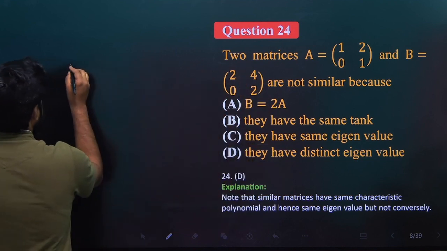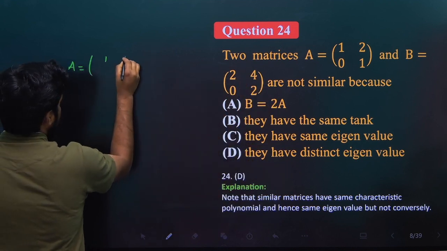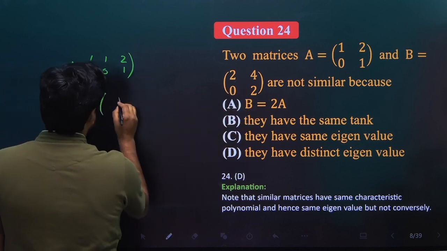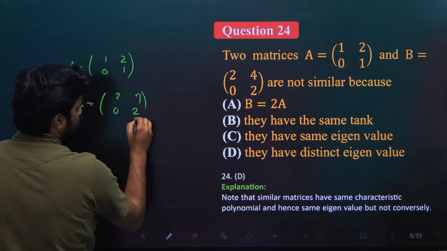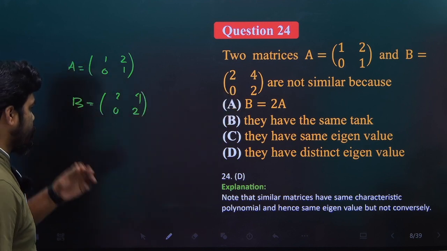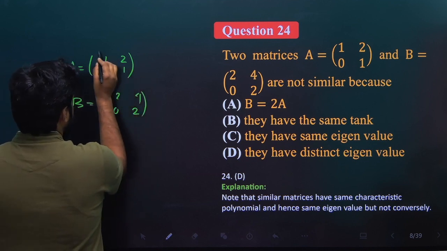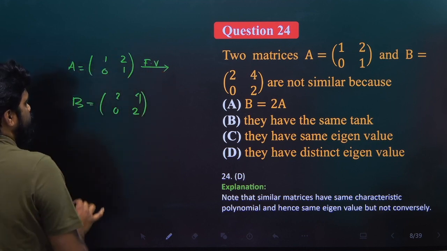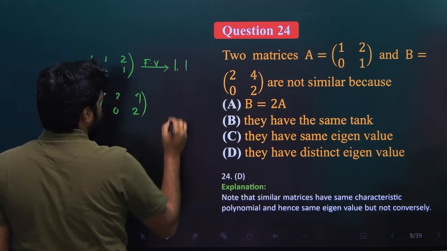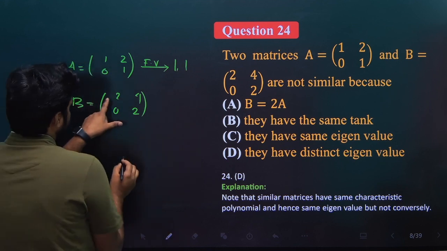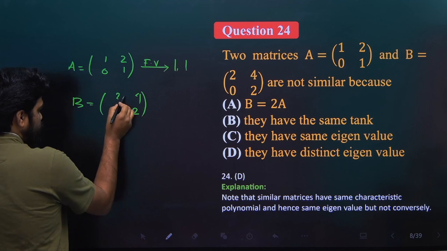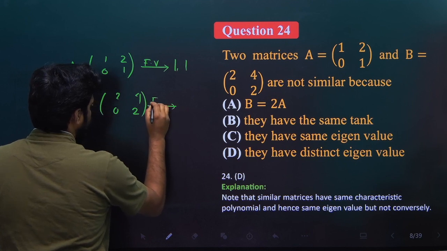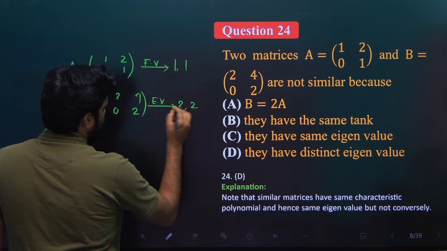It is given that A is equal to [1 2; 0 1] and B is equal to [2 4; 0 2] are not similar. Why? Just see. What will the eigenvalues of the first matrix be? It is an upper triangular matrix, so the eigenvalues are the diagonal elements, 1, 1, right? The second matrix, [2 4; 0 2], is also an upper triangular matrix, so what are the eigenvalues? Just the diagonal elements, that means the eigenvalues are 2, 2, right?